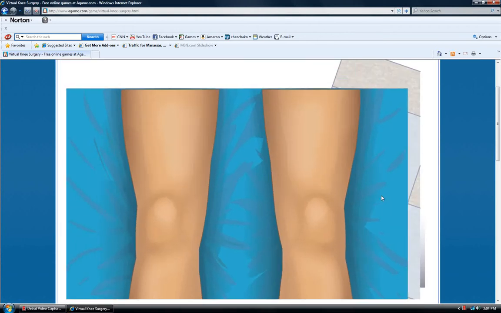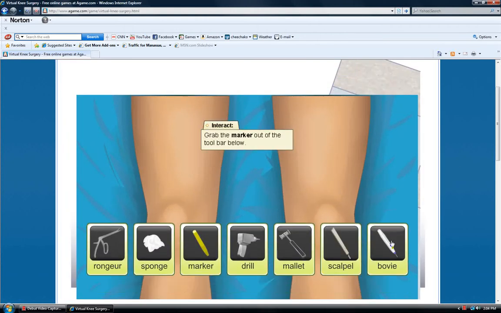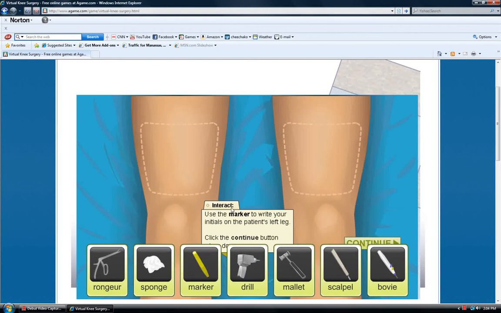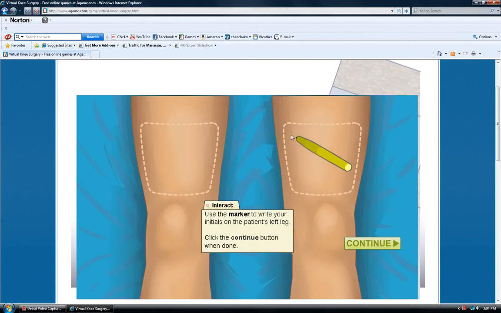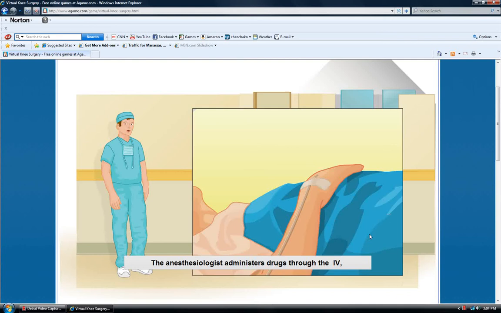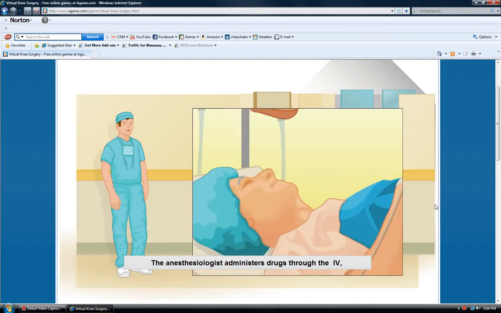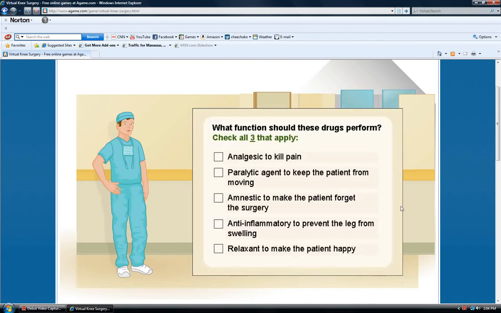Now it's your turn. Use the marker and write your initials on the proper knee to be operated on. This may seem silly, but it's an actual step taken to prevent wrong site surgeries. The anesthesiologist administers drugs through the IV and through a mask over the patient's face. What function should these drugs perform?